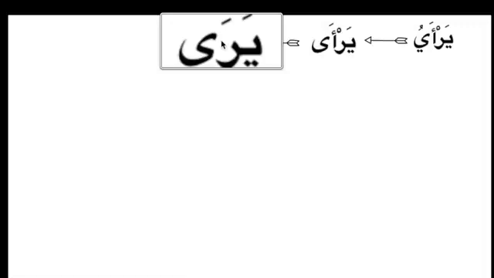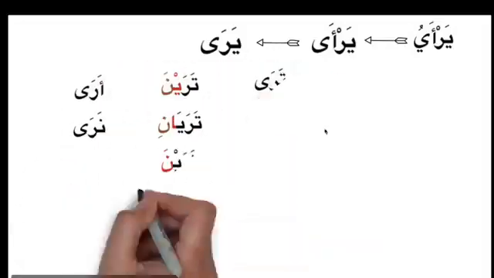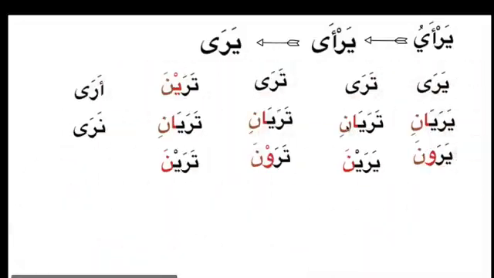Taking this as a base, let's conjugate completely. Huwa yara, huma yarayani. The ya becomes visible, alif muthanna, noon is a sign of marfu. Hum yarawna. When the noon comes at hum, the ya is dropped, so it becomes yarawna. Anta tara. Antuma tarayani. Huma tarayani. Hunna yarayna.